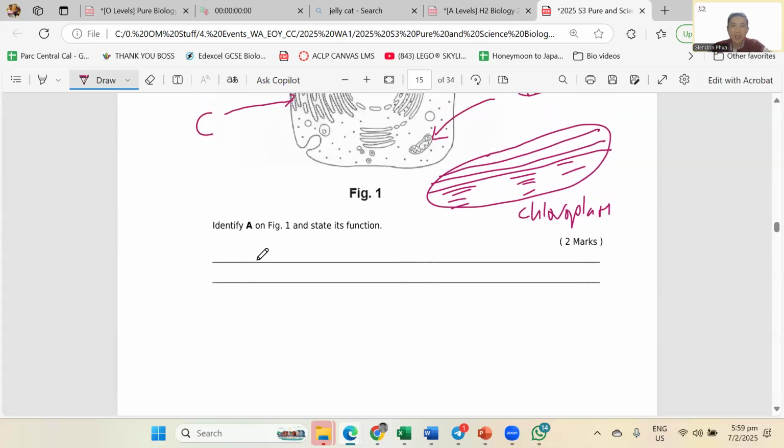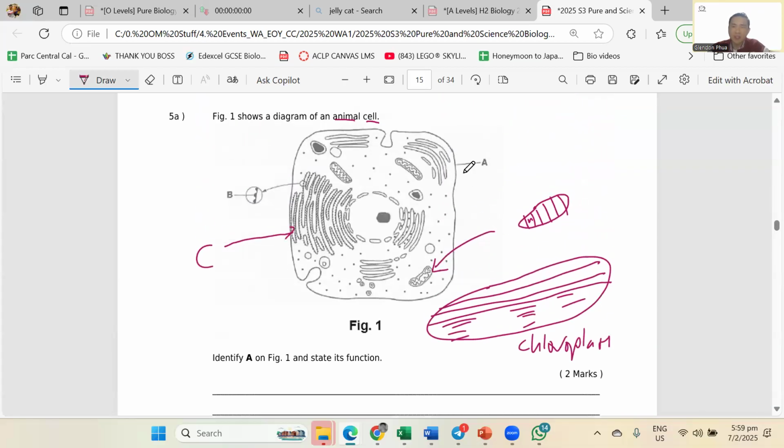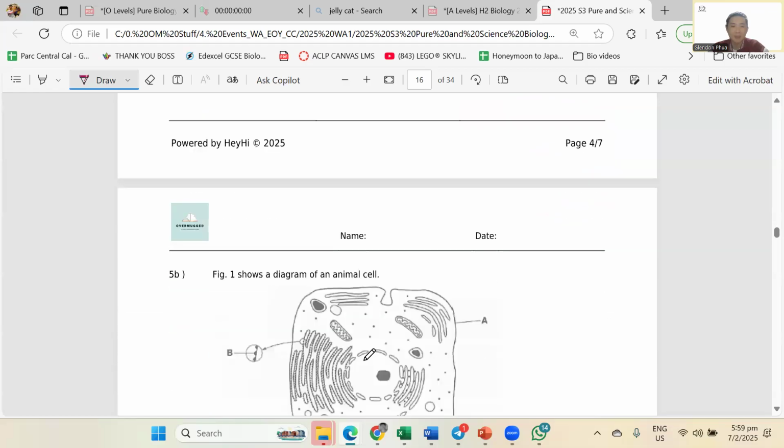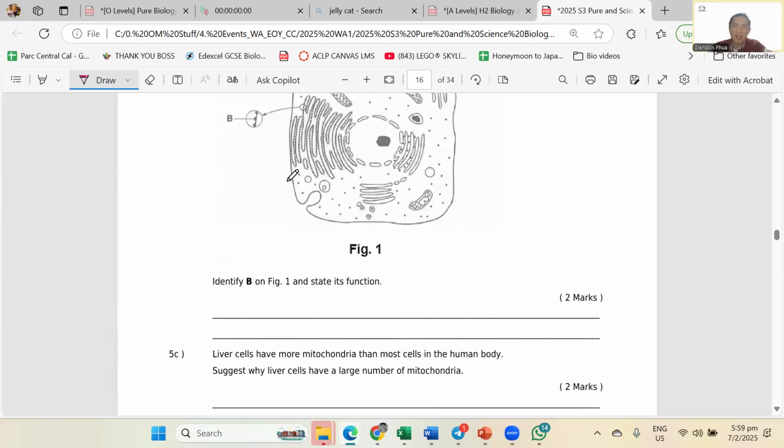So A is your cell surface membrane. What's the function? To prevent and control things entering the cell. I won't spend too much time on that. Now, B is my RER. What's the function? For protein synthesis. So don't worry, the answers we will flash later. You can take a picture of it.